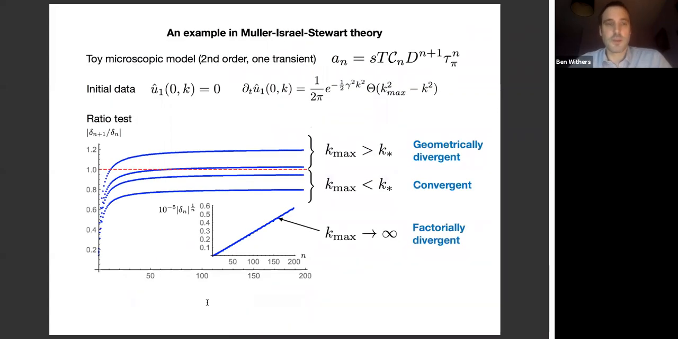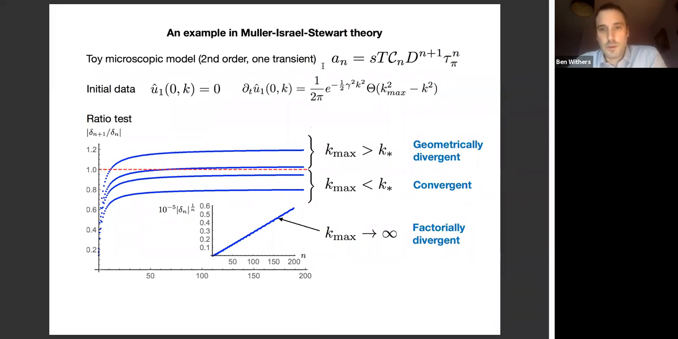So let's take a look at that in practice. The simplest model to work with is Muller-Israel-Stewart theory, or BRSSS. As I mentioned, it's a toy microscopic model, second order, so it has two modes: a hydrodynamic piece and a non-hydrodynamic piece. And these A_ns that I mentioned, these pieces that appear in the constitutive relation, are given by some diffusion constant and a relaxation time associated to the transient mode. And these coefficients are the Catalan numbers.